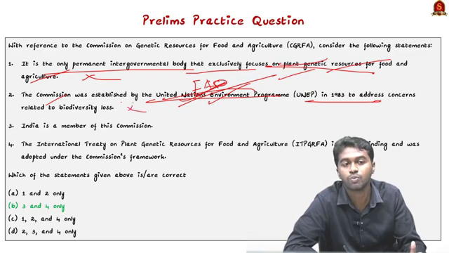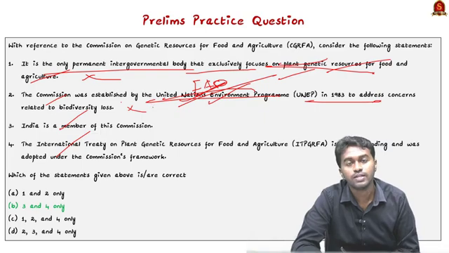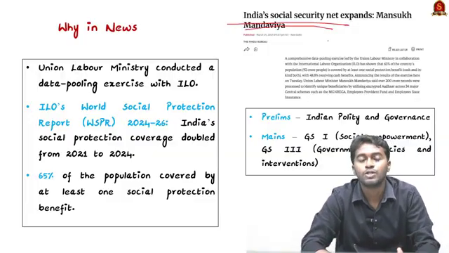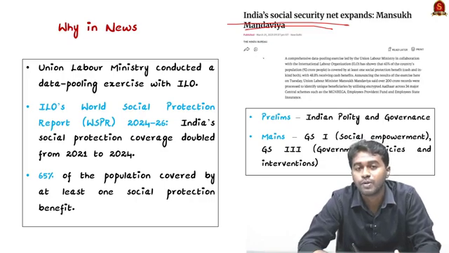So there the statement 2 also goes wrong, and statement 3 and statement 4 are correct. So with this we will move to the next article: India's social protection net expands, by Mansukh Mandaviya. The article is taken from the newspaper The Hindu.